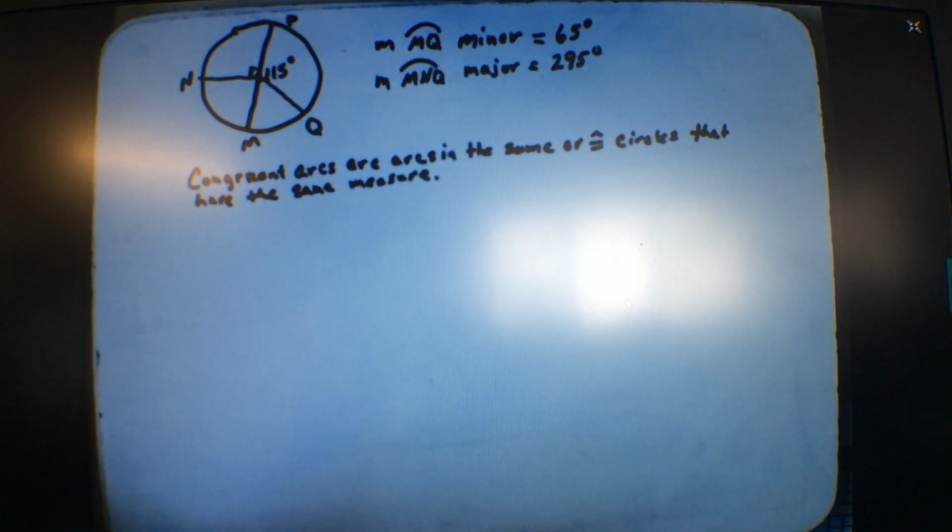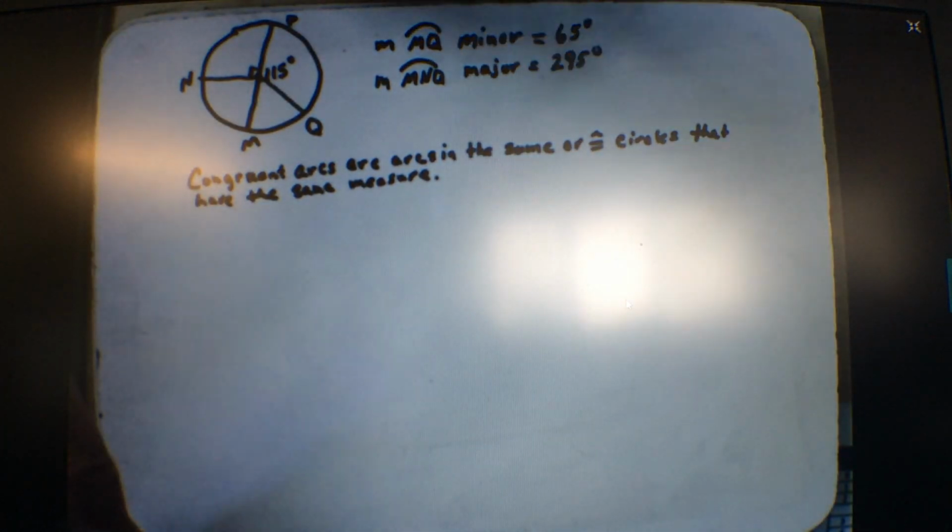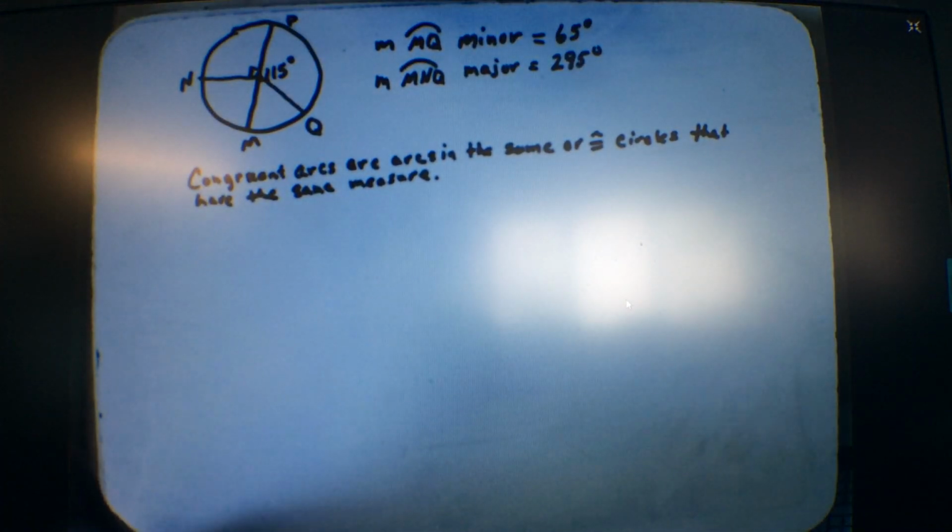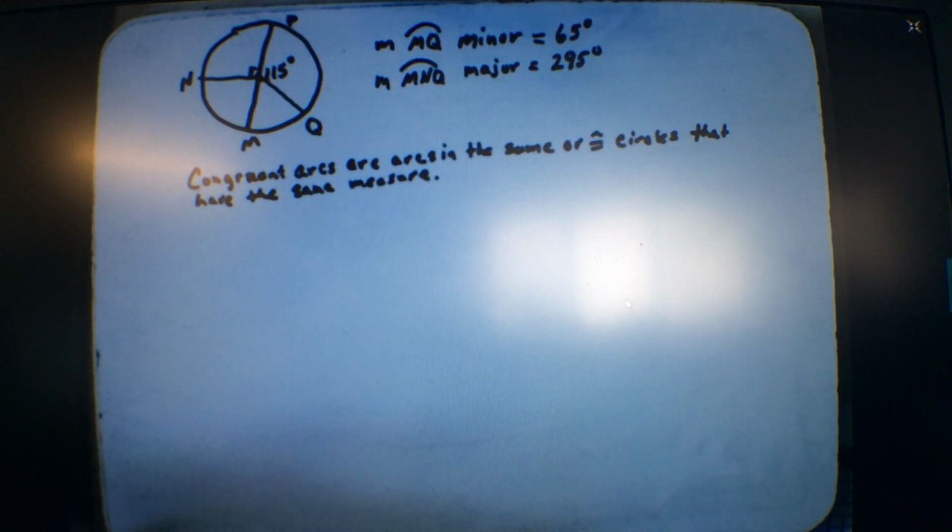Minor arcs intercept congruent arcs if they're the same measure. All right. Turn to page 654, please.